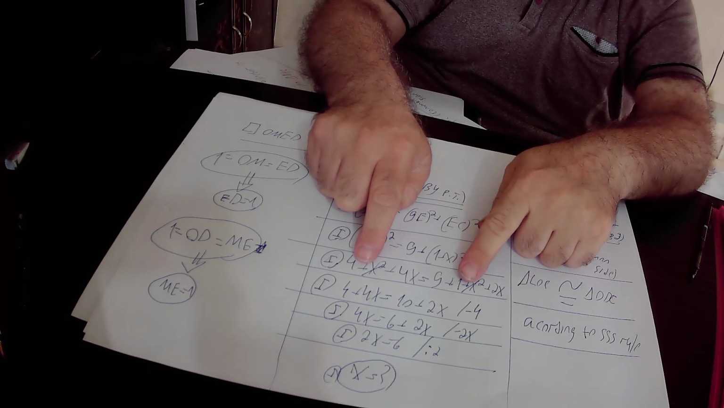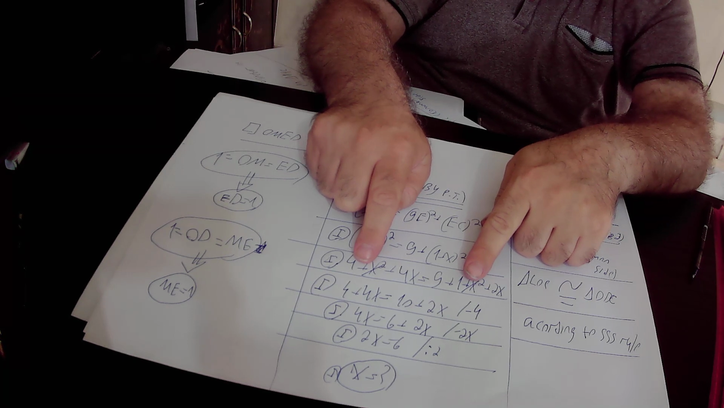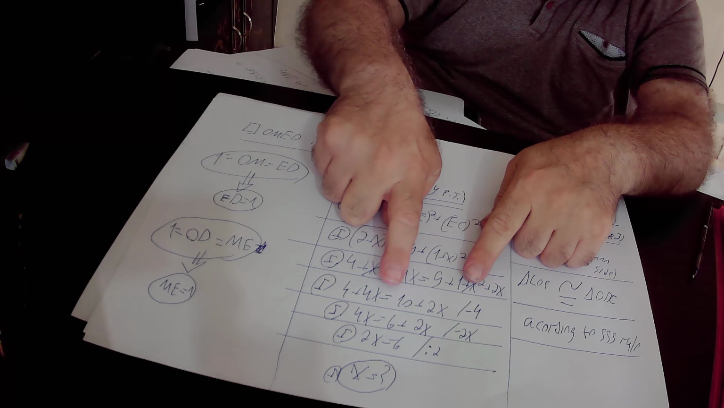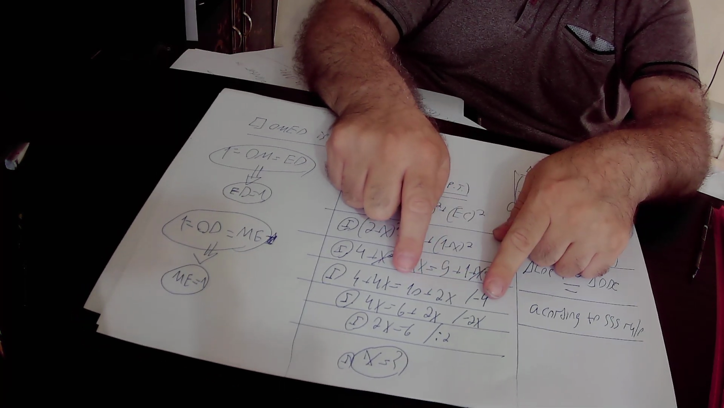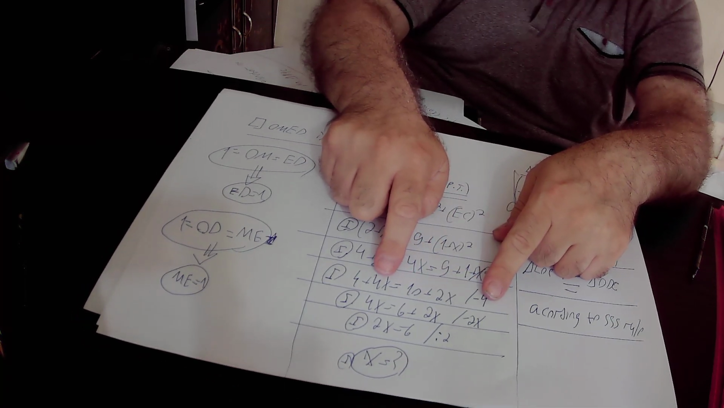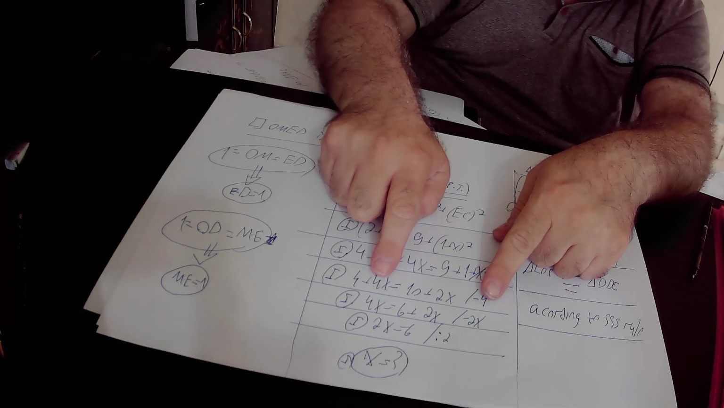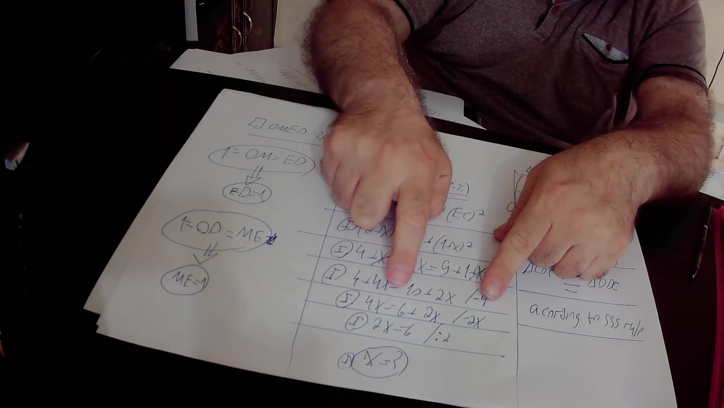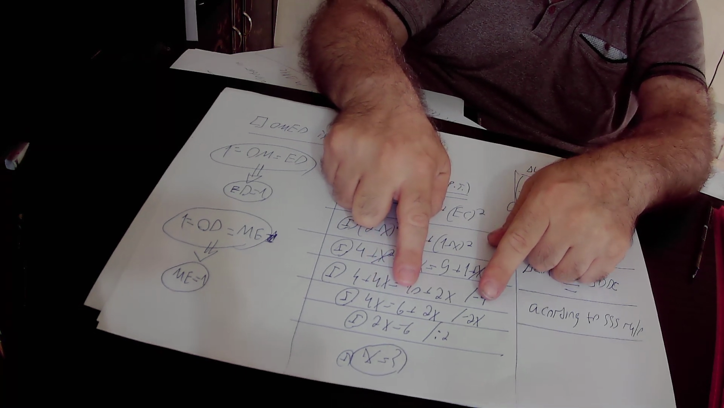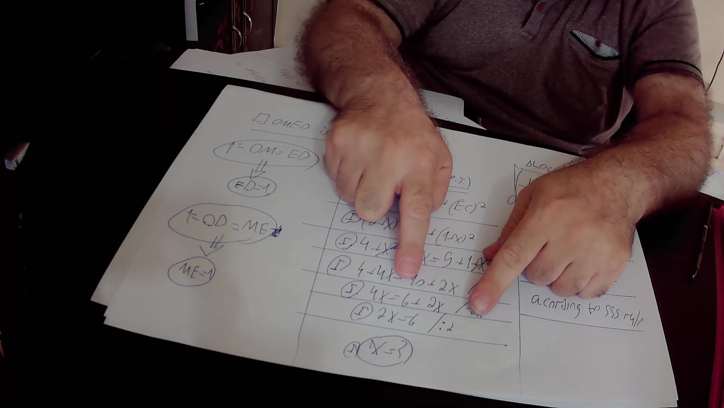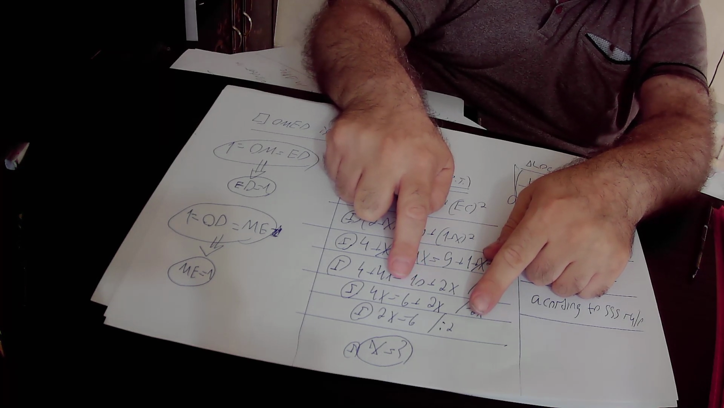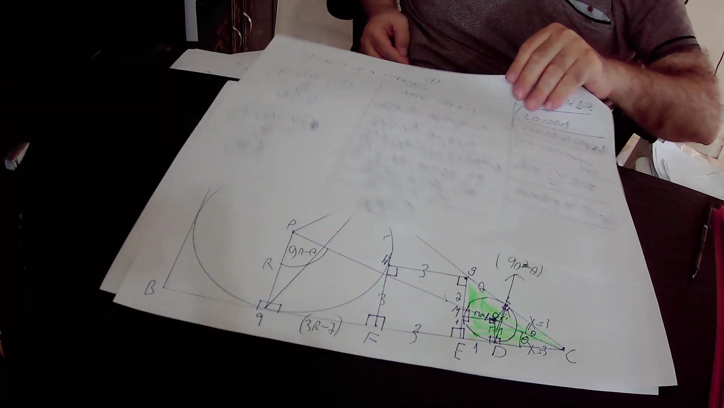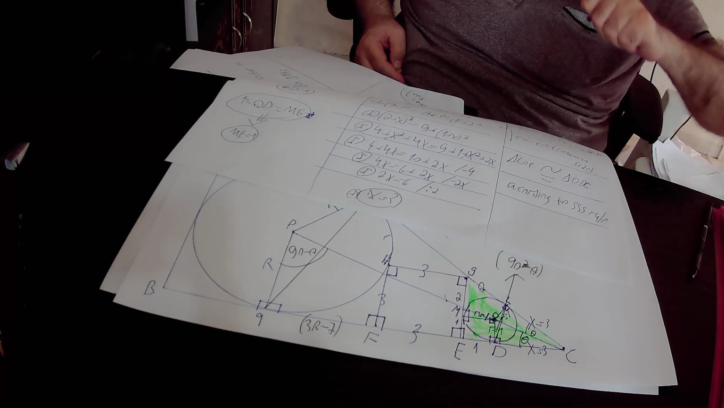So we subtracted 4 from equation number 1, and found out that 4x equals 10 minus 4, that is 6, plus 2x. Here we subtracted 2x from equation number 1, and we found out that 4x minus 2x is 2x, so 2x equals 6. Here we divided equation number 1 by 2, and we got that x equals 6 over 2, that is 3. So x equals 3 units.